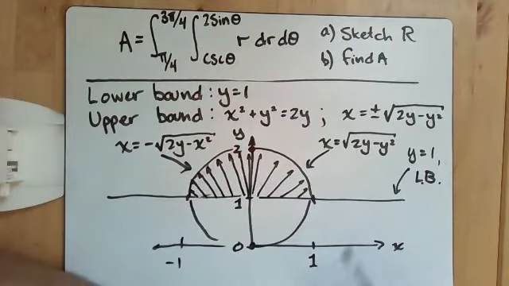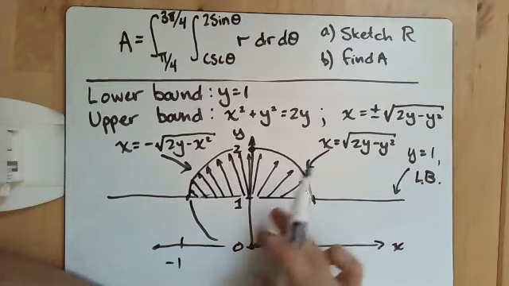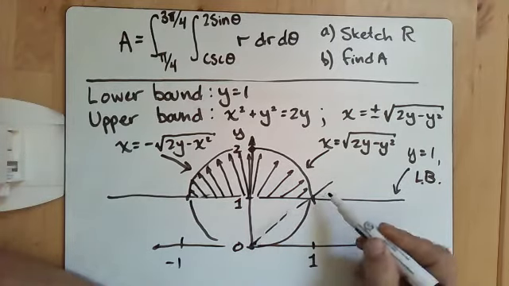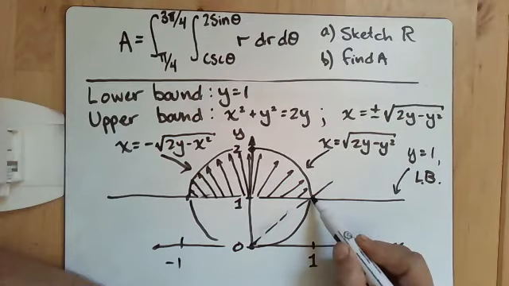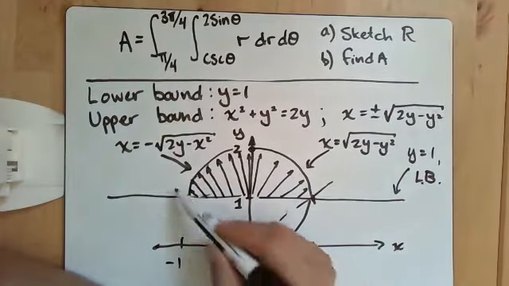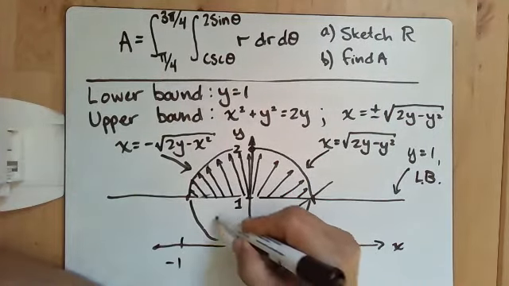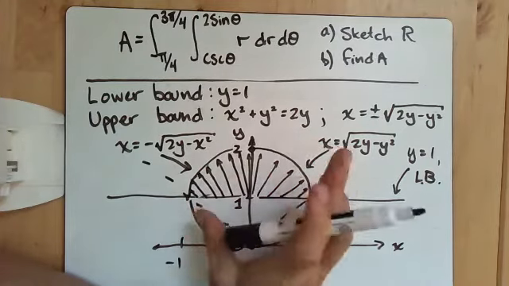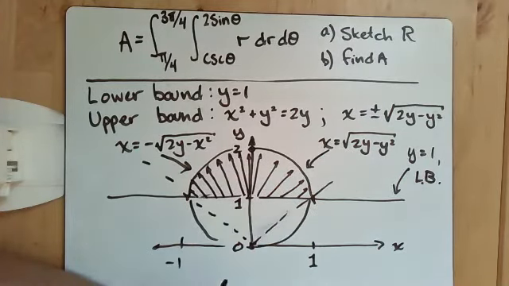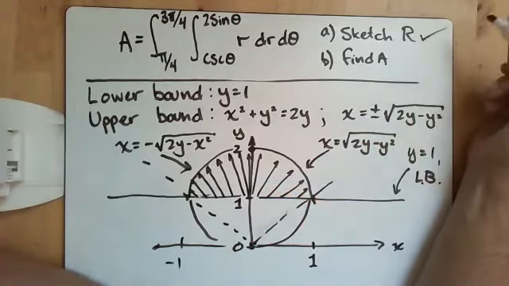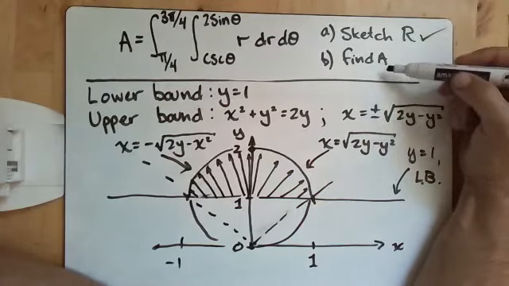So it says theta starts at pi over 4. Okay, so that's over here at 45 degrees going through the point (1, 1). And then it goes to 3 pi over 4, which is 135 degrees over here, which goes through the point (-1, 1). So indeed, this is the region. Okay? So now we've sketched R, we've done part A. All that's left to do is B, find A.